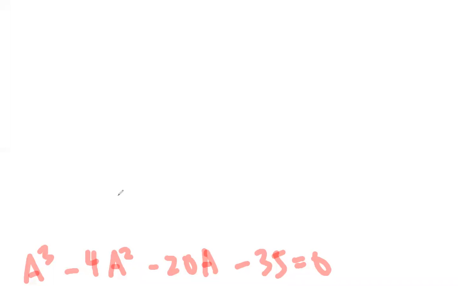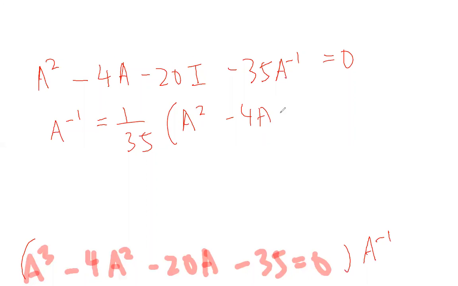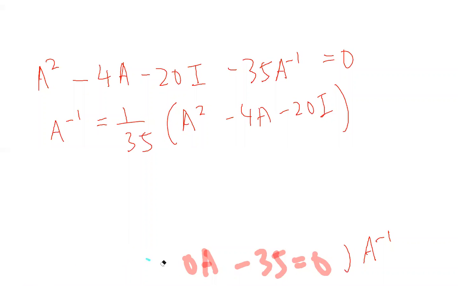So we continue for finding the inverse matrix, multiplying the whole thing by the inverse matrix. So A cubed becomes A squared, minus 4A squared becomes A, minus 20A becomes I, minus 35 inverse matrix equals 0. Then I'm going to rearrange it nicely, equal to 1 over 35 times A squared minus 4A minus 20I. All right, this is my inverse matrix.